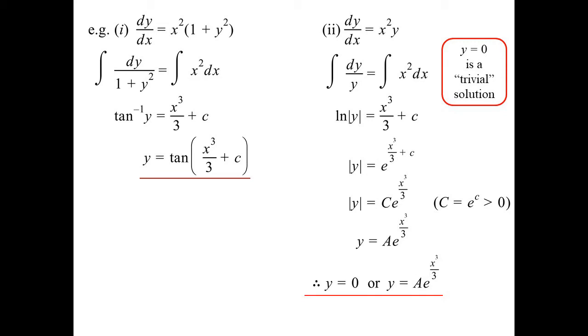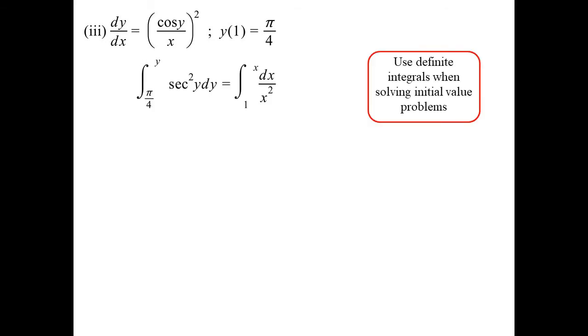The trivial solution of y equals 0, but also the possibility it could be a e to the power of x cubed on 3. Now we're going to find a particular solution. So let's do it via definite integrals. Okay, so I'm going to divide by cos squared y. Well, the reciprocal of cos squared is sec squared. So on the left-hand side, I end up with sec squared y dy. On the right-hand side, I just have 1 over x squared.